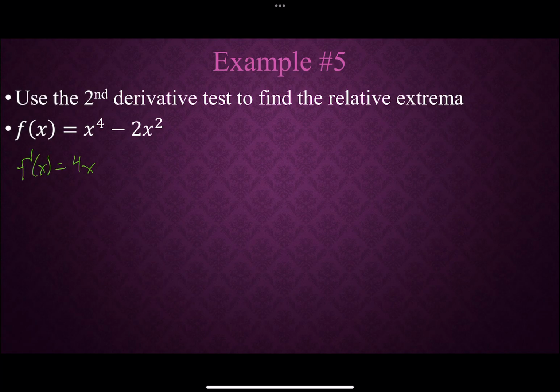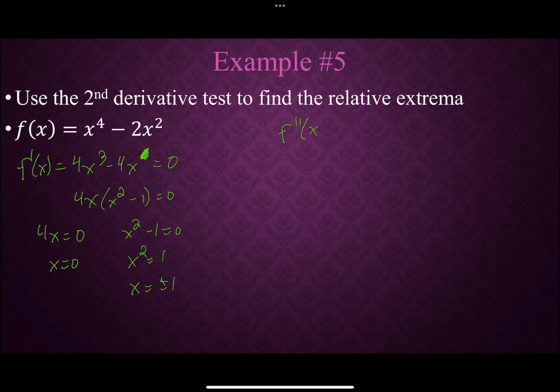So our first derivative is 4x cubed minus 4x equal to 0. We factor out our 4x, leaving x squared minus 1. So 4x equals 0 when x is 0. X squared minus 1 is equal to 0 when x is plus or minus 1. So -1, 0, and 1 are our three critical points. So we could do a first derivative test, but we're going to do the second derivative test here.